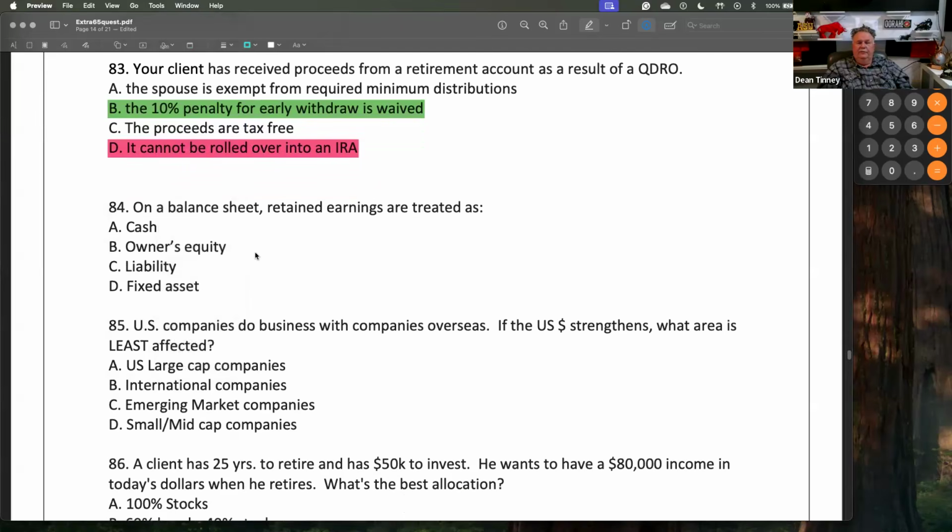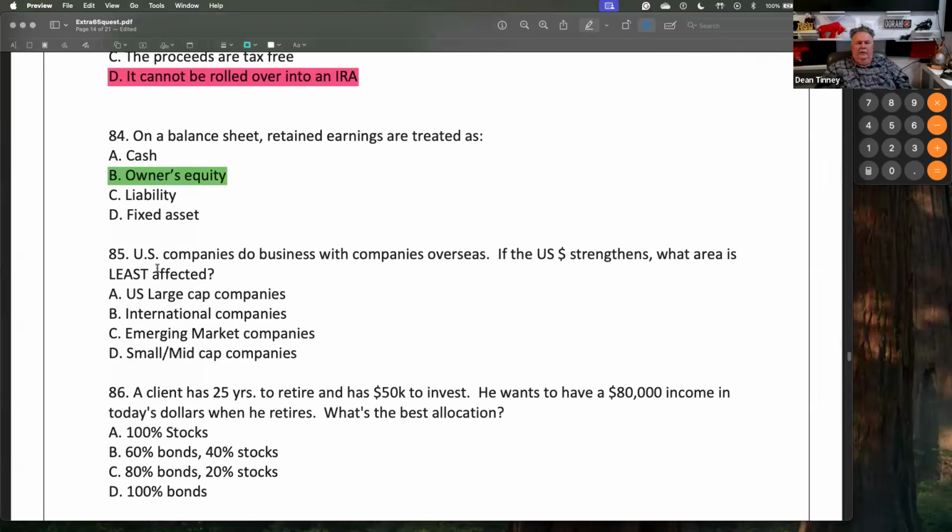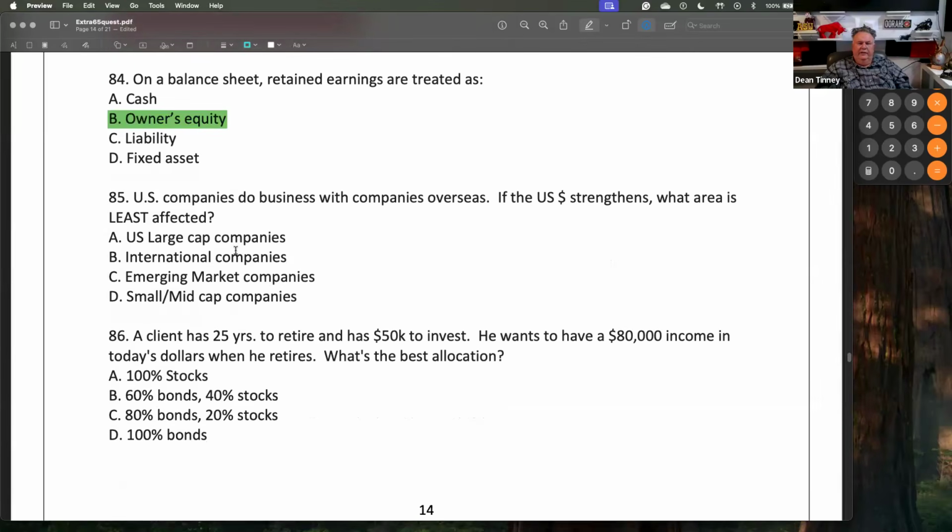On a balance sheet, retained earnings are treated as... Owner's equity? Good job, excellent. U.S. companies do business with companies overseas. The U.S. dollar strengthens. What area is least affected? Yeah, that's kind of a funky one.